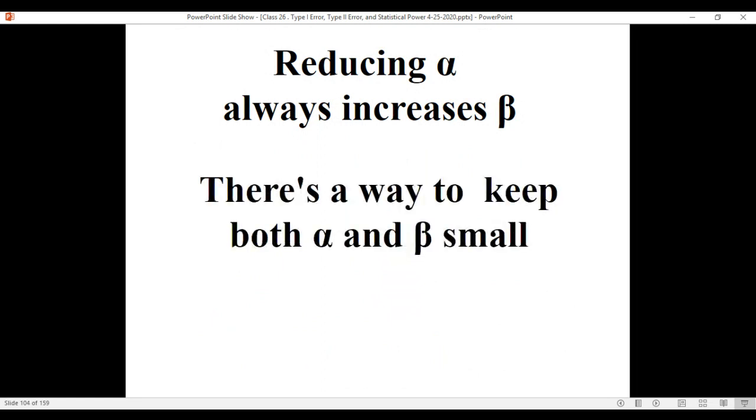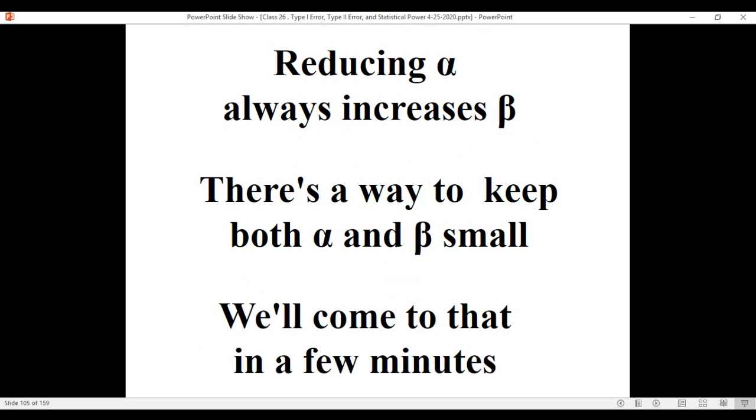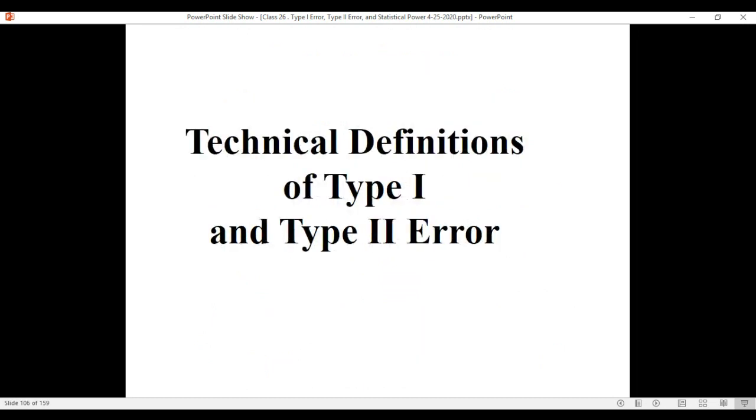But I'm happy to say there is a way to keep both alpha and beta small. And I'm going to tell you about that in a few minutes. But before we do that, I need to discuss something else. The technical definitions of type 1 and type 2 error.